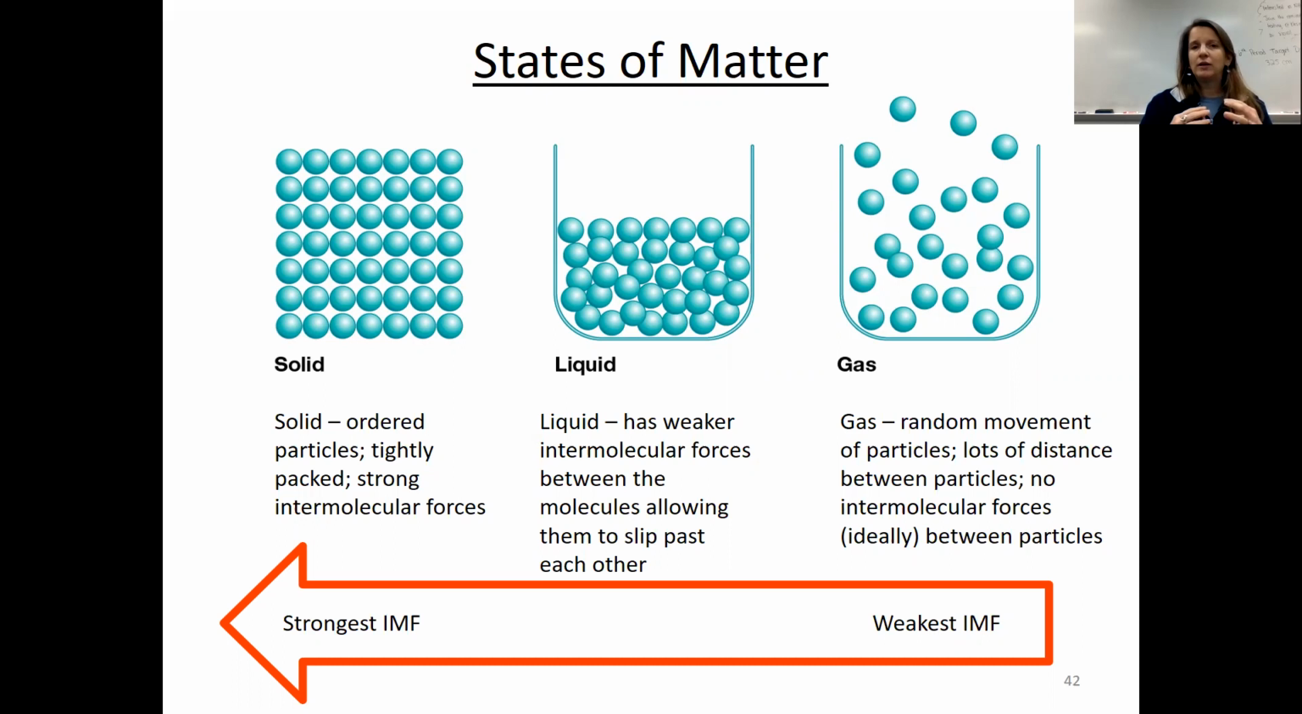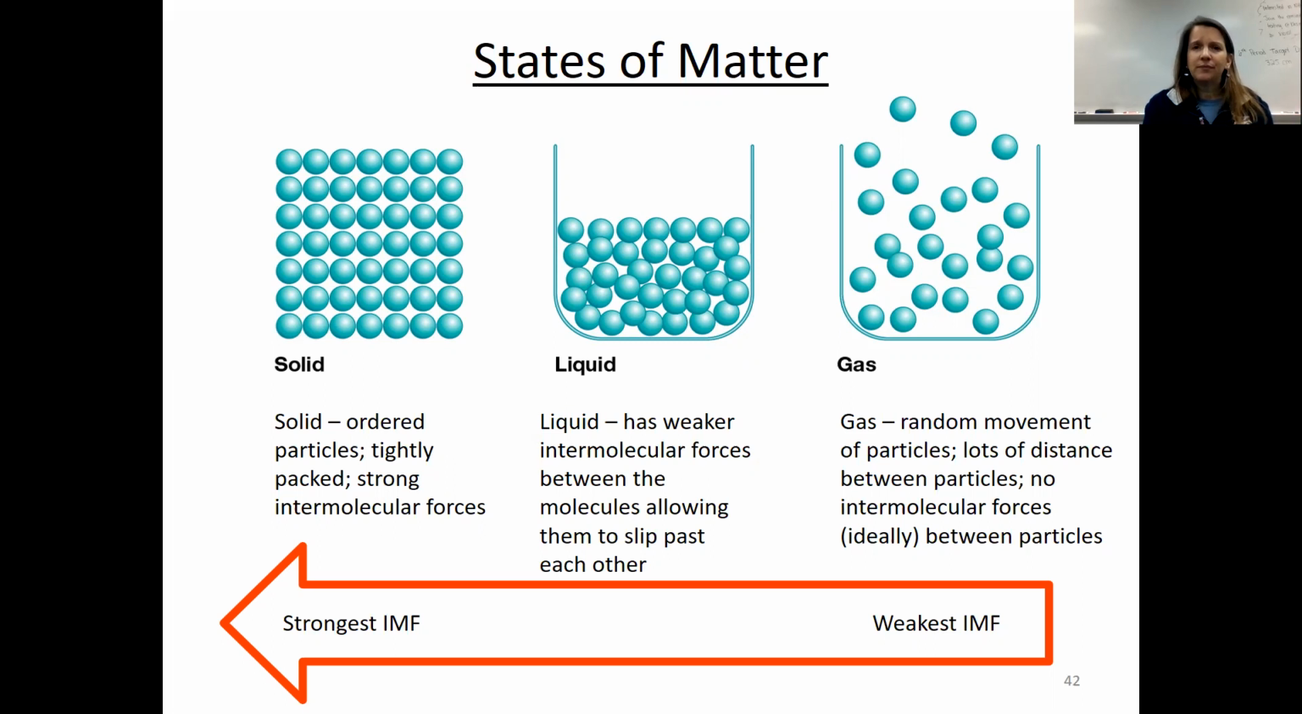Liquids have a little bit more wiggle room because there's more movement. They're able to slip and slide past each other. There are still somewhat strong intermolecular forces holding those together to nearby molecules, but it's just not as strong as you would see in a solid. And gases have really weak or non-existent intermolecular forces between the particles. Ideally, you wouldn't see any kind of attractive force between them. Real gases, though, we'll talk about those.